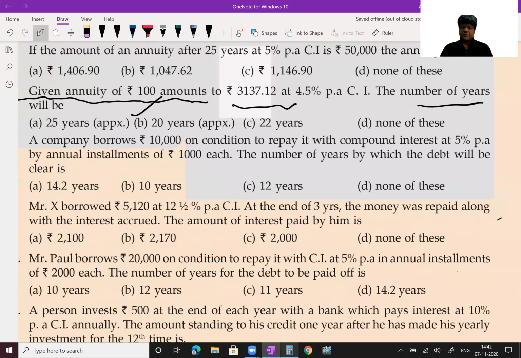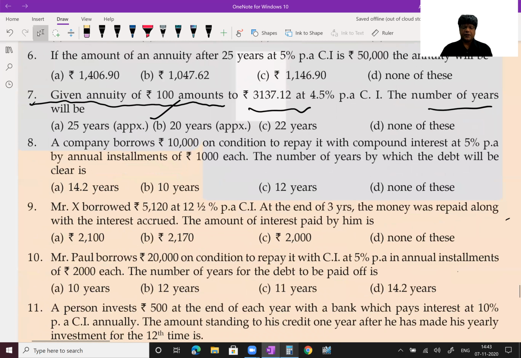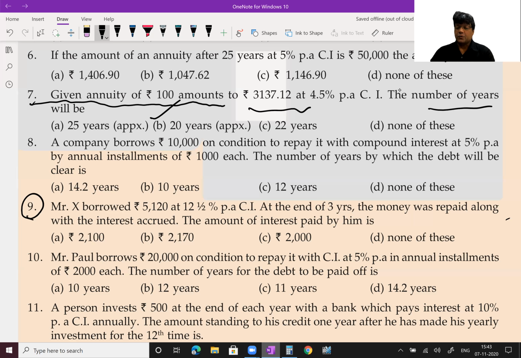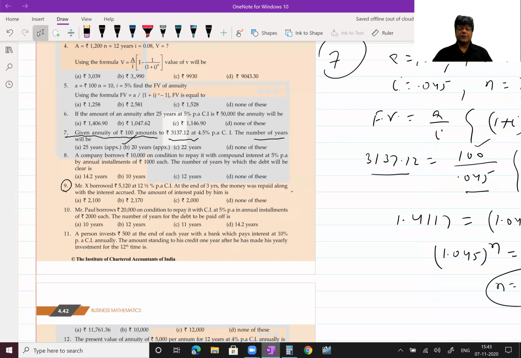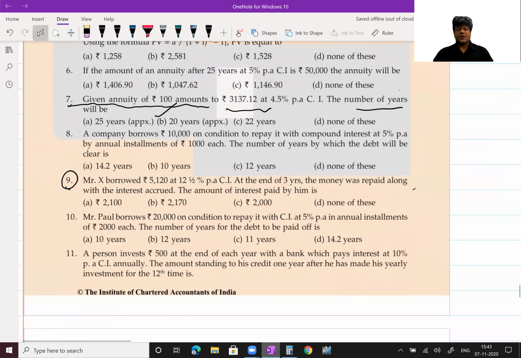Mr. X borrowed this at this percent, and at the end of 3 years the money was repaid. Guys, see, you will be totally clean bold in this question number 9. Why, sir? Read the question carefully and check whether this is an annuity based question. Question number 9 is not an annuity question, because Mr. X borrowed, taken a loan.